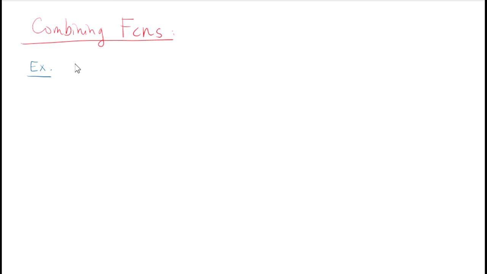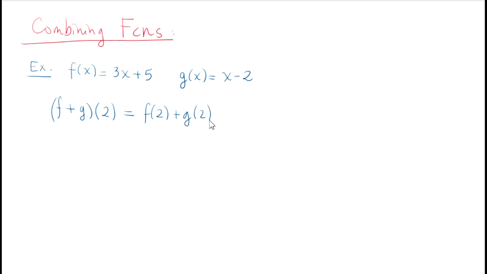Now consider this one. Let's say f of x equals 3x plus 5, and let's say g of x equals x minus 2. Let's say you want to find f plus g of 2. This is the same as finding f of 2 plus g of 2. Just add the values. If you plug in 2 in f, you will get 3 times 2 plus 5, which is 6 plus 5, that's 11.